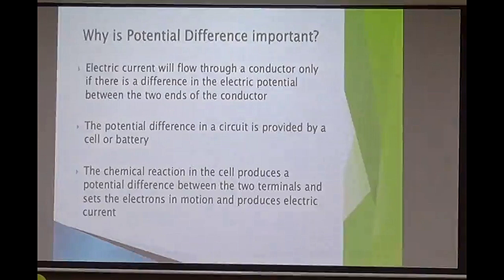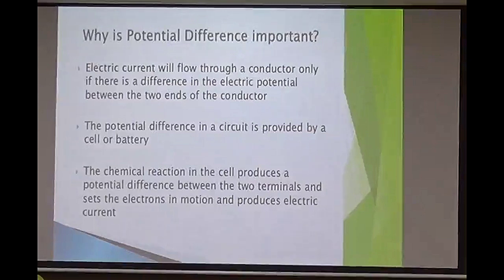If you have a wire and you have not connected it to a cell or a battery, it means that at both ends of the wire the potential is the same. And if the electric potential is the same, the charge will not flow. There will be no flow of electric current through it. So you are able to make electric current flow only if you create a potential difference.